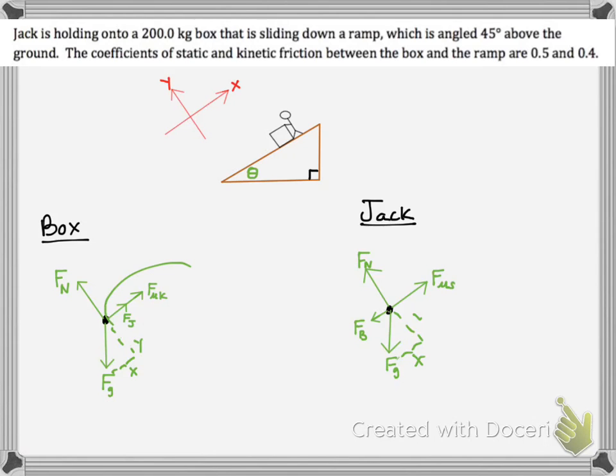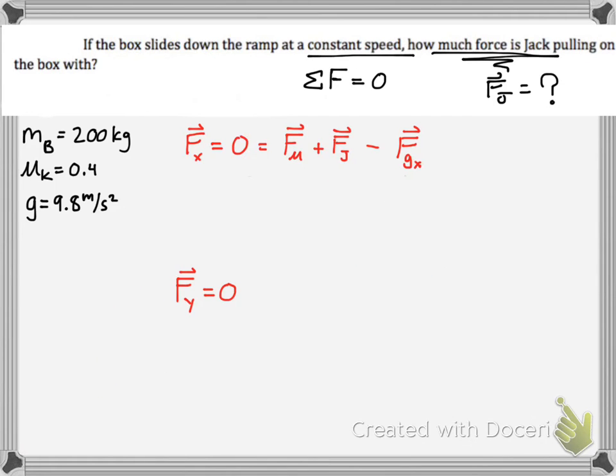So we added these two and subtracted the x component of gravity. Then simply plug in the information that's given, like what those forces represent numerically. Well, we know the force of friction is mu times the normal force, and we're looking for the force on Jack, so we're just going to leave it like that. But what's the force of gravity in the x direction?